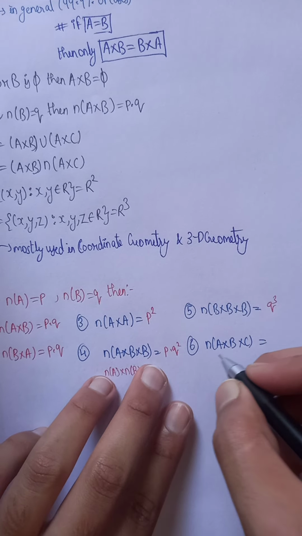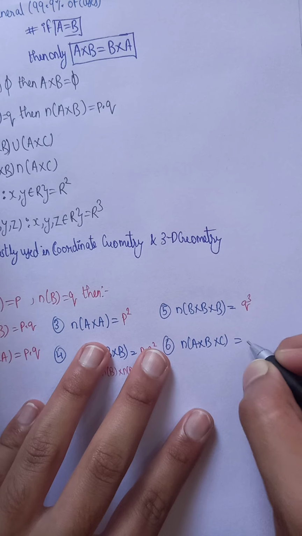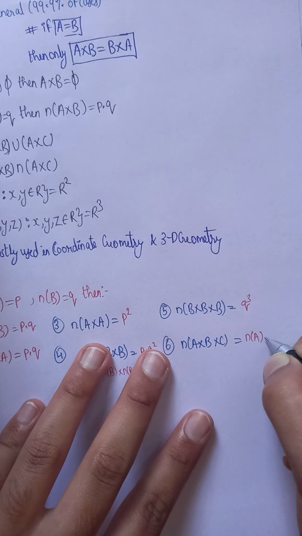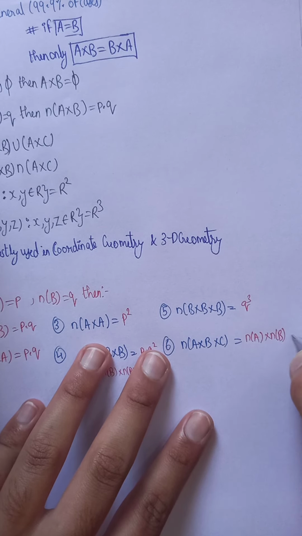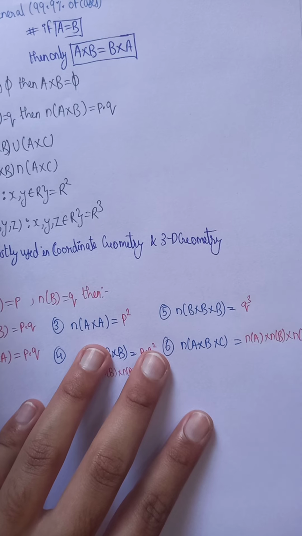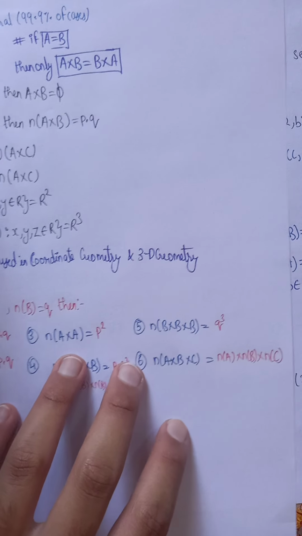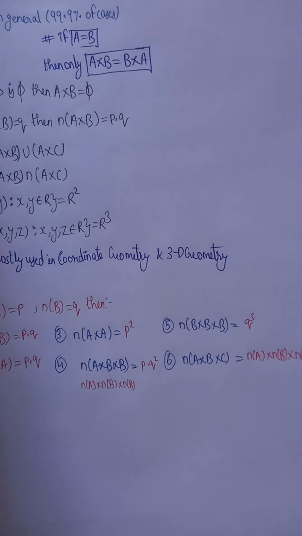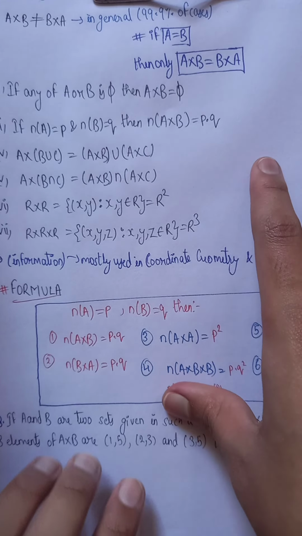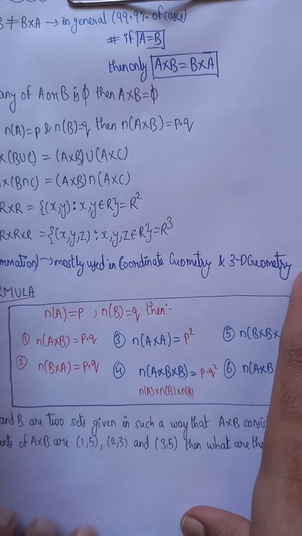And what about the number of elements in A cross B cross C? It is equal to the number of elements in set A times the number of elements in set B times the number of elements in set C. So you can make a box. You can write this inside a box. This is the formula.